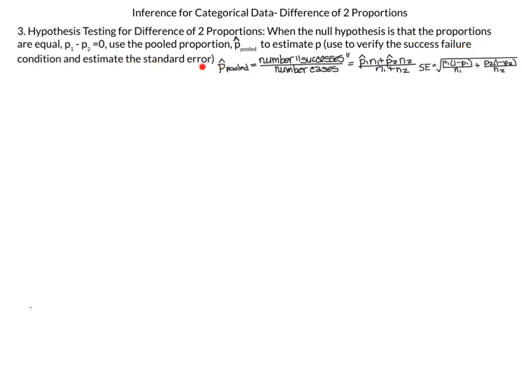So this is our P pooled formula. That's the number of successes over the number of cases. By formula, that's going to be P1 hat times N1 plus P2 hat times N2, divided by N1 plus N2. And our standard error formula is going to be equal to the square root of P1 times 1 minus P1 over N1 plus P2 times 1 minus P2 over N2. And remember, for hypothesis testing, our population proportion is going to be estimated using P naught from our null hypothesis because we're assuming the null hypothesis is true.